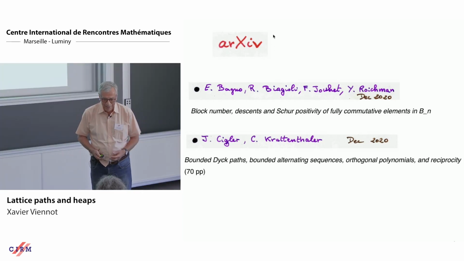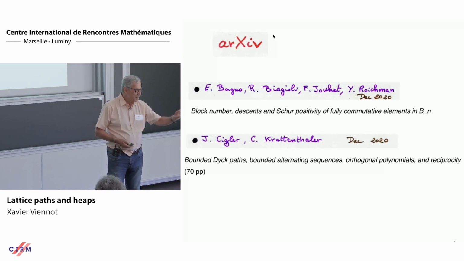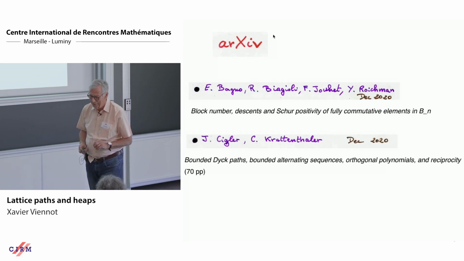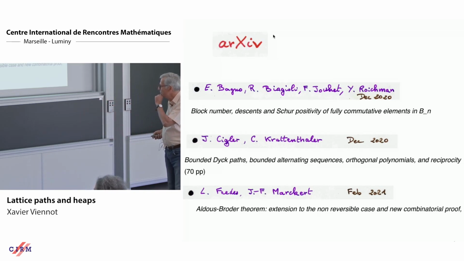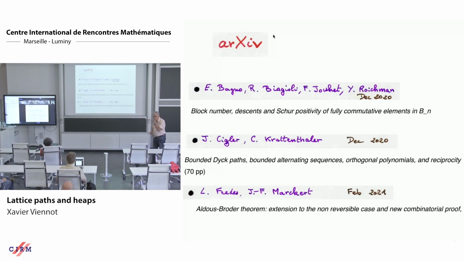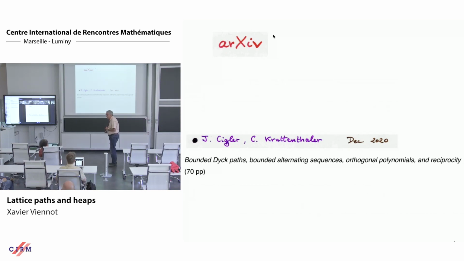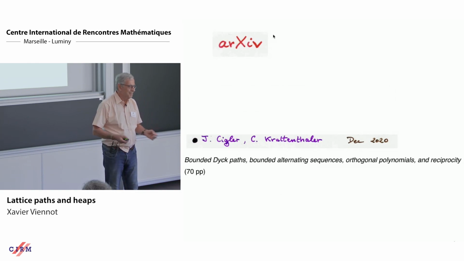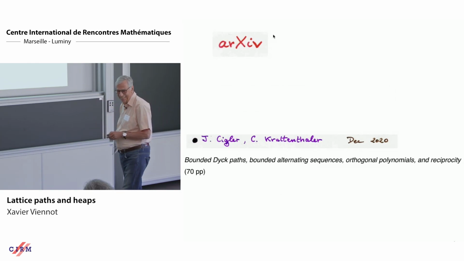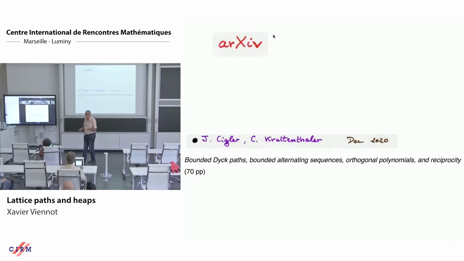I'm not going to explain all these papers. I'm going to extract something which is common to them. Also there is a paper in February about Aldous-Broder theorem, about the random spanning tree in a graph. I will start with this very beautiful paper, 70 pages. So maybe another title of the talk would be some comments on the paper of Christian and John Ziegler. Another title would be an introduction to the theory of heaps of pieces.